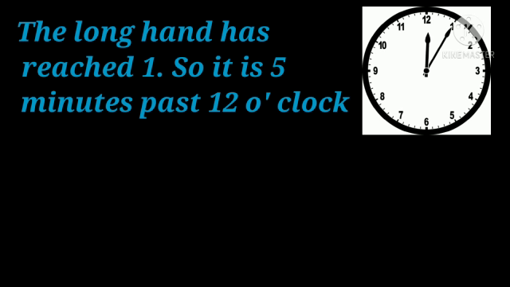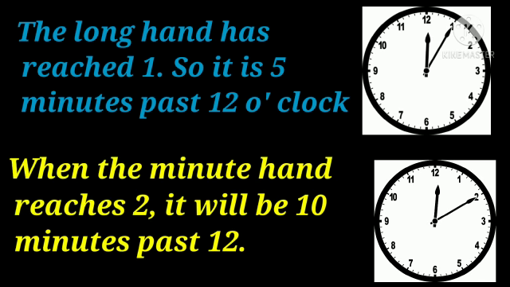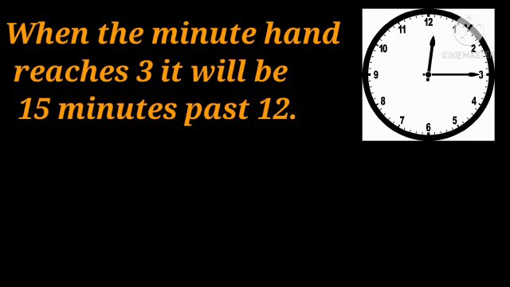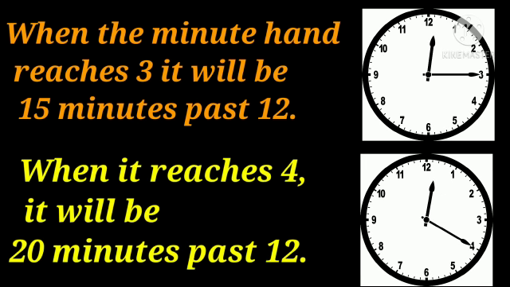The long hand has reached 1, so it is 5 minutes past 12 o'clock. When the minute hand reaches 2, it will be 10 minutes past 12. When the minute hand reaches 3, it will be 15 minutes past 12. When it reaches 4, it will be 20 minutes past 12. This means we can use the 5 times table for counting minutes.